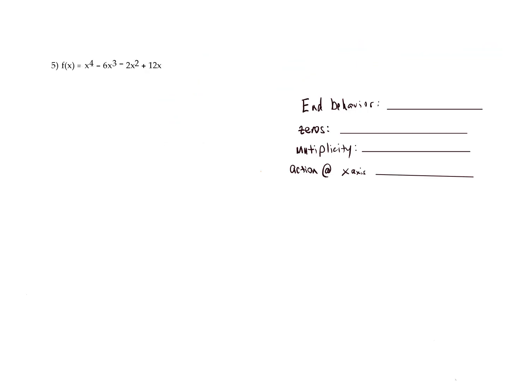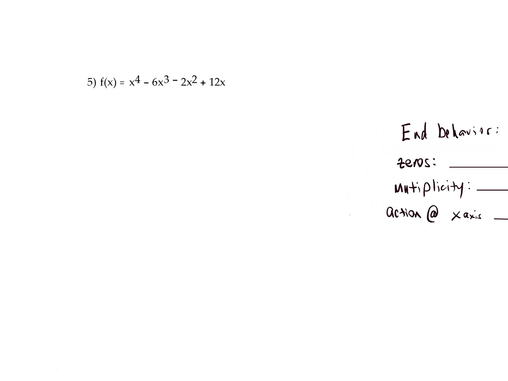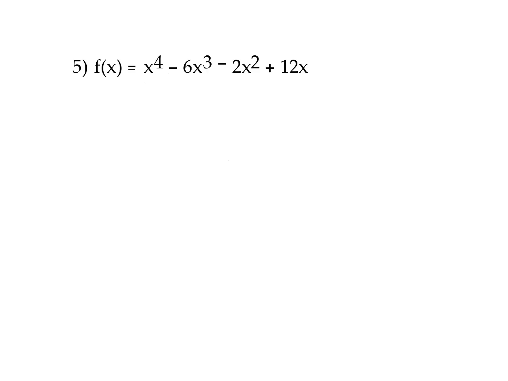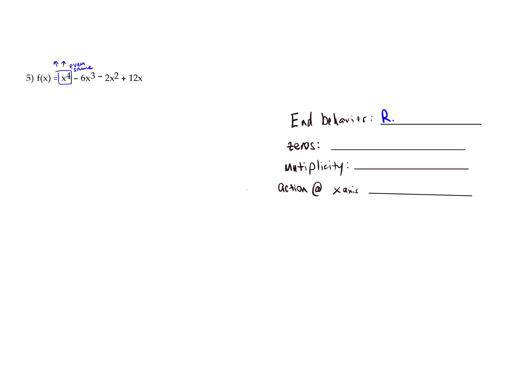So for number 5, we want to find our end behavior, the zeros, the multiplicity, and the action at the x-axis. So we could start by finding the end behavior. So looking at our highest degree term, is it even or odd? Even. So do they go in the same direction or opposite directions? And then if it's a positive leading coefficient, are they both going to go up or down? Both go up. So in words, I would say that it rises left and rises right.